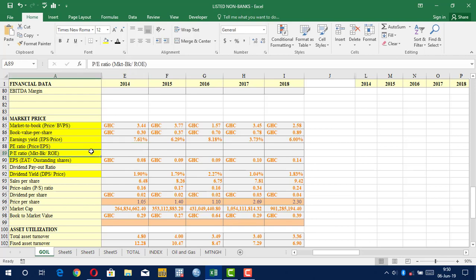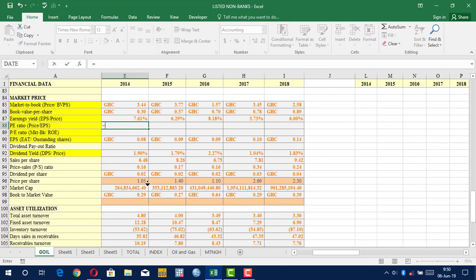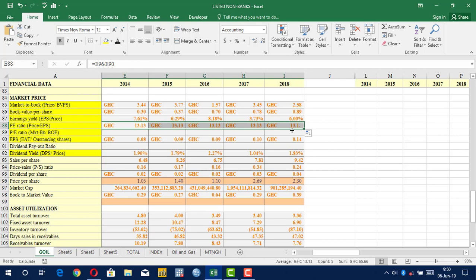The second one also works. We will look at the first one, which is the price per share. That's the market price per share divided by the earnings per share. So the market price here divided by the earnings per share. We have already estimated the earnings per share here. Wow, we are getting 13 cedis, 13 pesos. So there we have it.